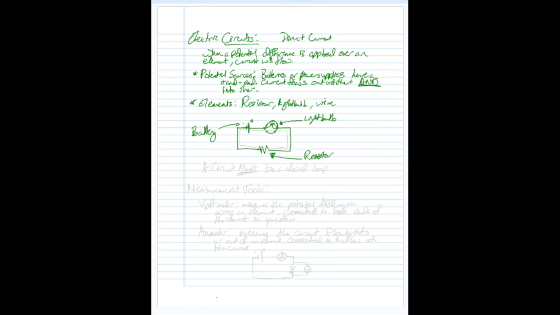Now, what I said before about potential source, current flows out of the positive. So we have a current flowing out of the positive, around through the light bulb, around this bend here, in through the resistor, back around, and into the negative. A circuit must be a closed loop. For current to flow, it must be a closed loop. If your loop is not closed, current will not flow.